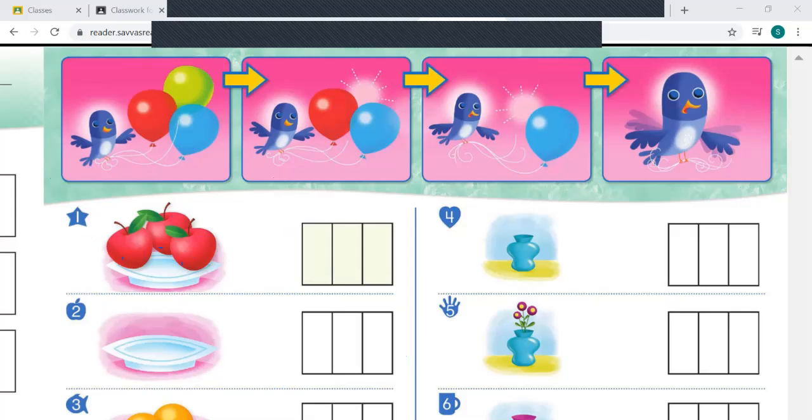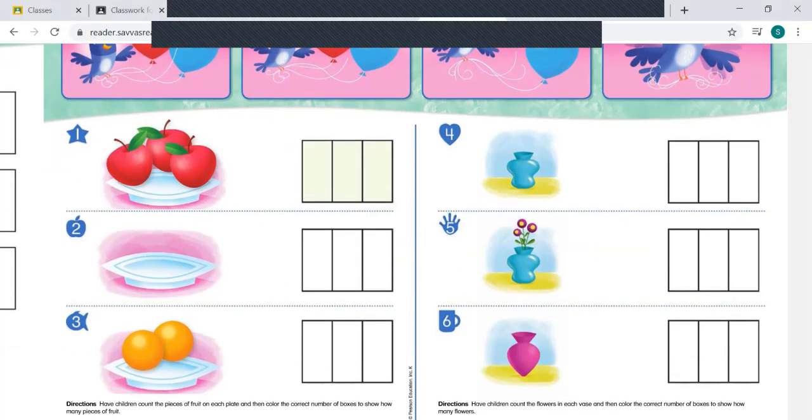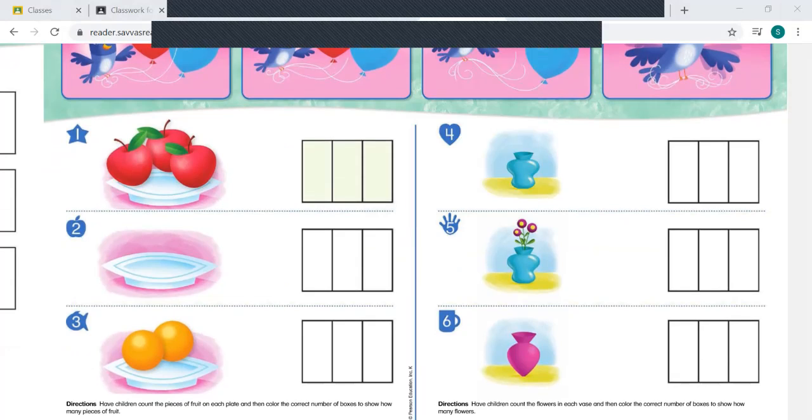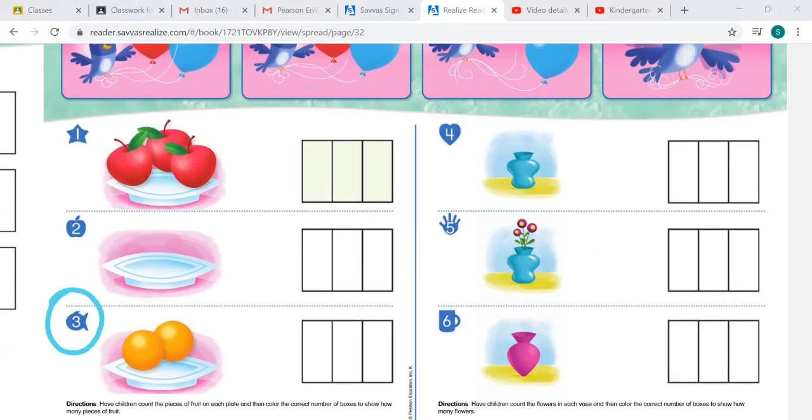All right, let's move up here for a sec. I have to clear that. Let's go like this. Okay, now we're going to look at number 3. How many pieces of fruit do you see? 1, 2. 2 pieces of fruit. What are we going to do over here? We're going to color how many rectangles to show 2 pieces of fruit? 2 rectangles. Good job. 1, 2.